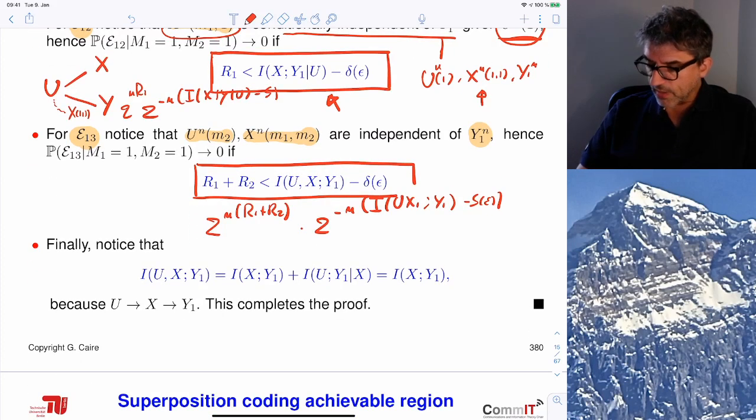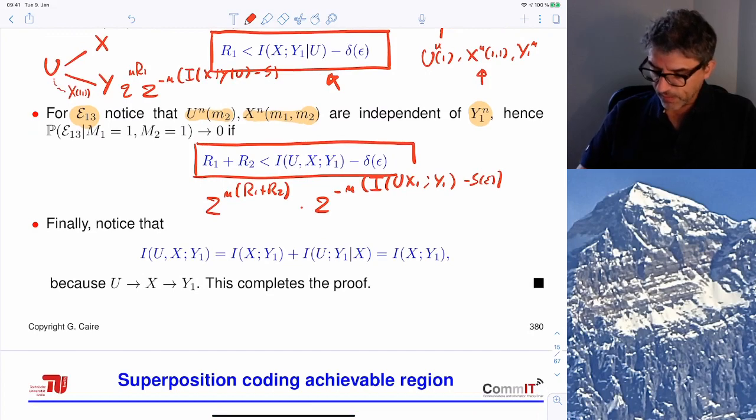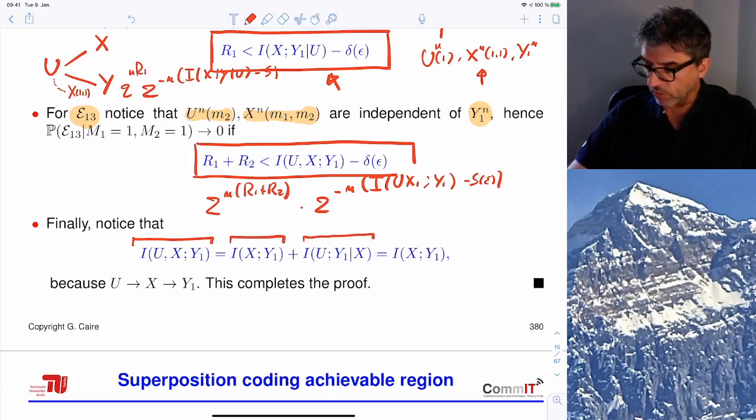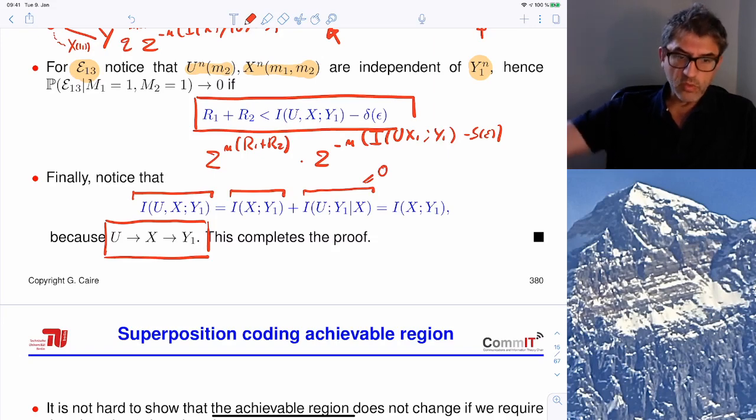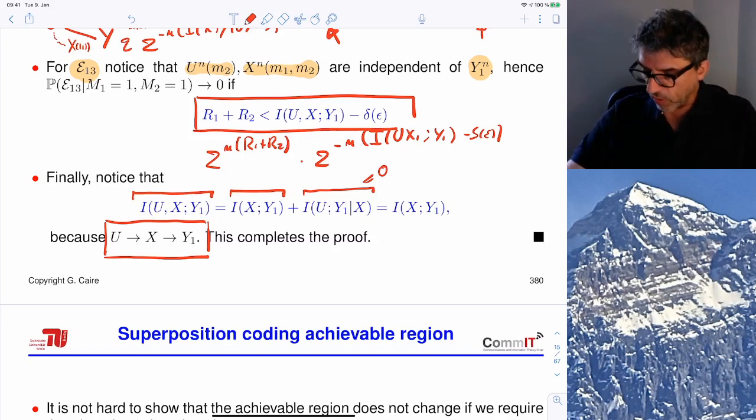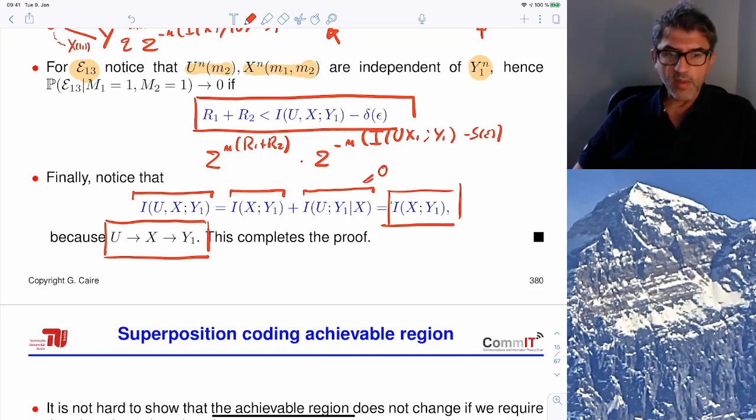Now, the last step is simply to recognize that this mutual information of U, X, and Y1 can, by the chain rule, be written as the mutual information of X and Y1, plus the mutual information of U and Y1 given X, but this is zero. Why is it zero? Because the way we have constructed the triple U, X, Y1 is that we have formed a Markov chain here, because we have generated first U, then X given U, and then Y1 given X is the chain. Okay, so then this mutual information is zero, and therefore at the end this exponent here is just given in this term. So the U disappears because of the way we have constructed the joint distribution.